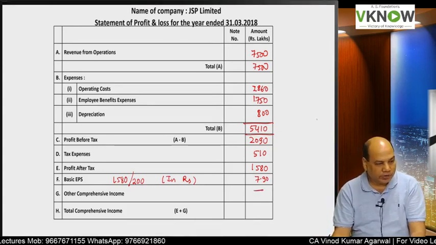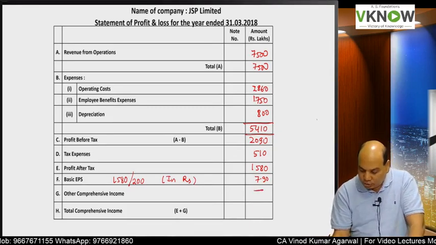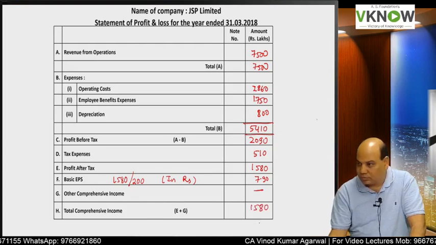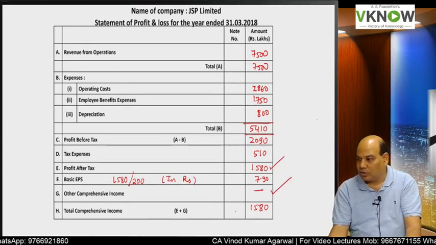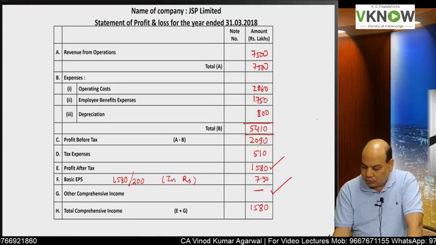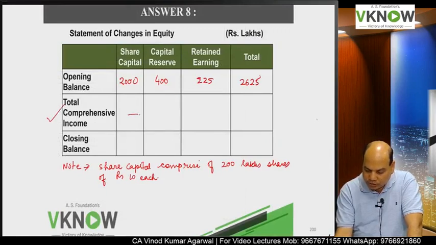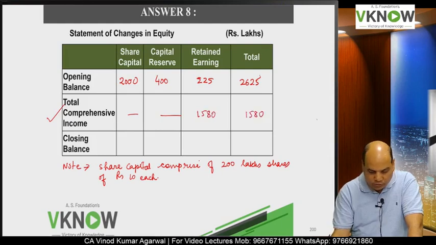In this question there is no other comprehensive income. In some other question I will take that. And total comprehensive income 1580, this 1580 plus 0. So 1580. Is it right? Yes. So where will you transfer this 1580? In the statement of changes in equity, total comprehensive income, under the heading retained earning 1580, total 1580.